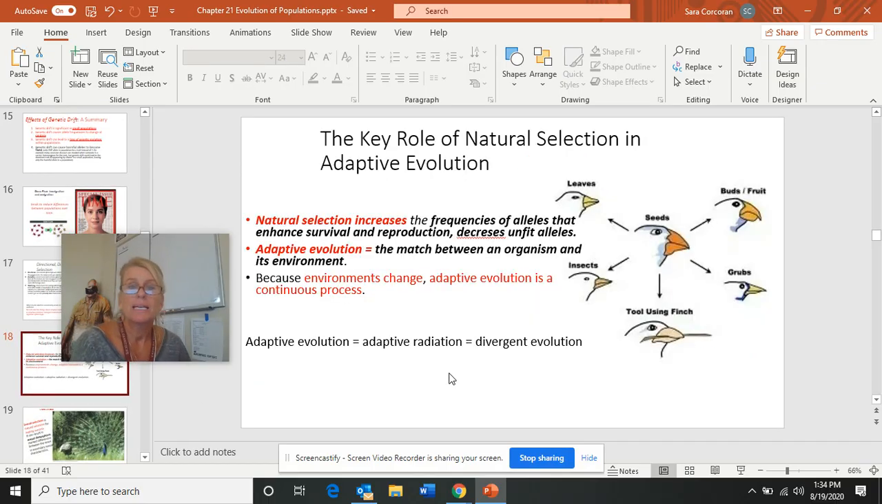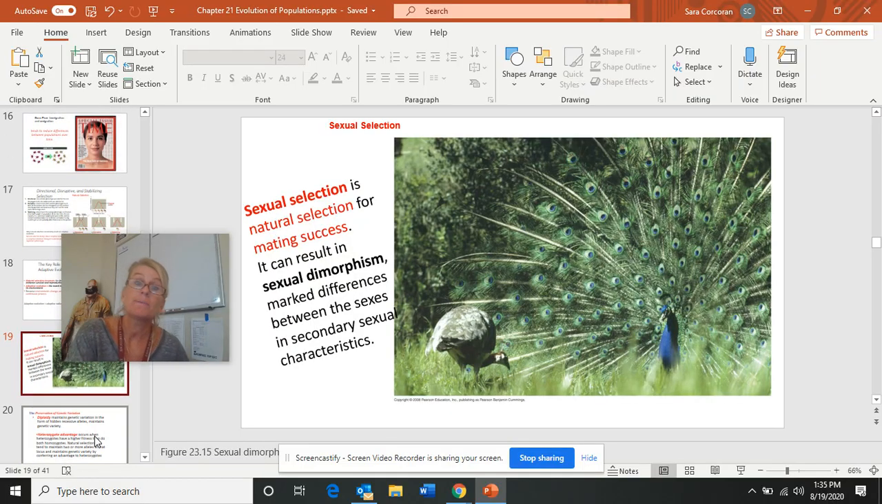So natural selection plays a key role in adaptive evolution. This is also called adaptive radiation, which is also called divergent evolution, where one ancestor gives rise to many unrelated or less and less related species. Because environments change, adaptive evolution or adaptive radiation is a continuous process. Okay, just as a reminder, we've already talked about this.